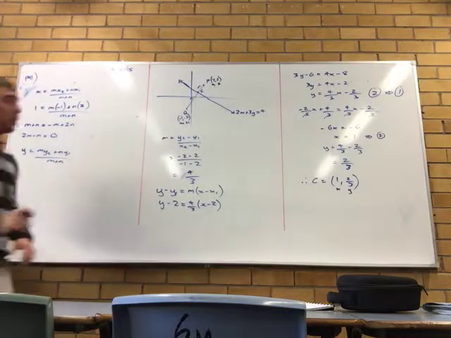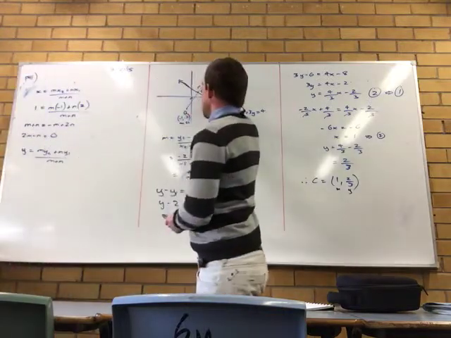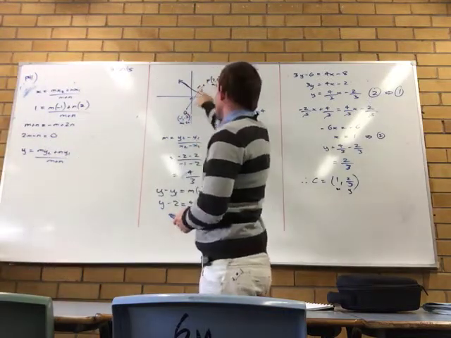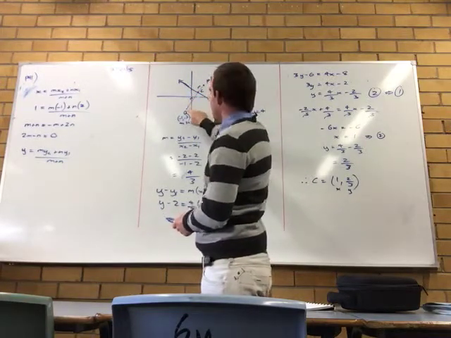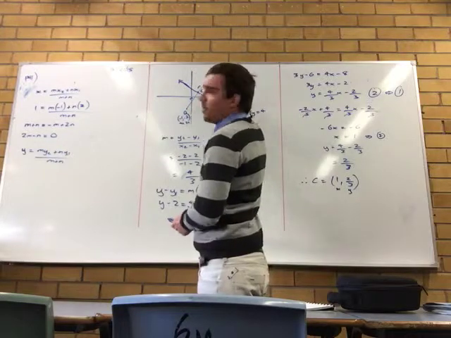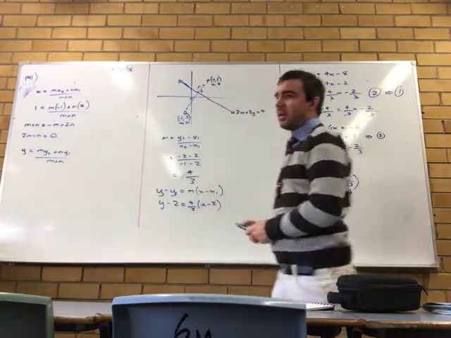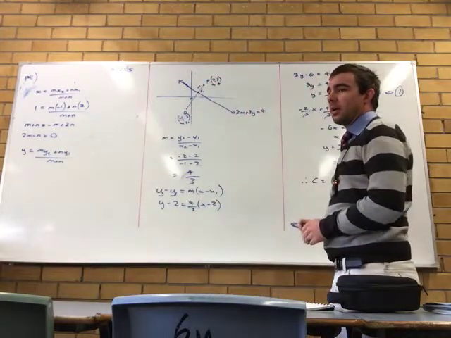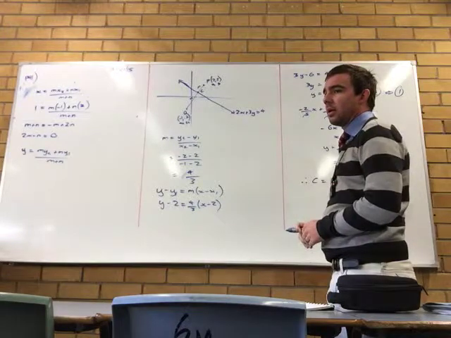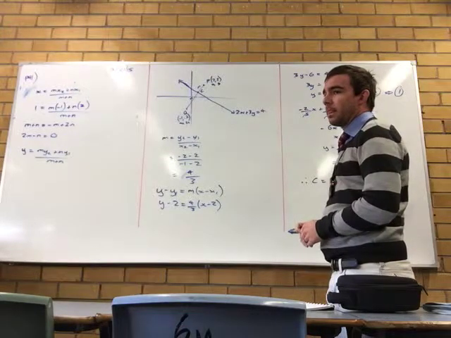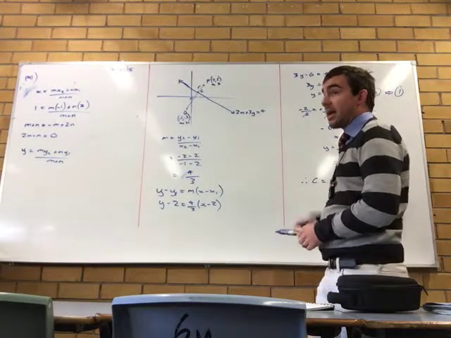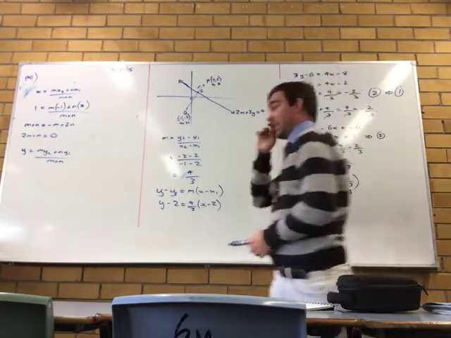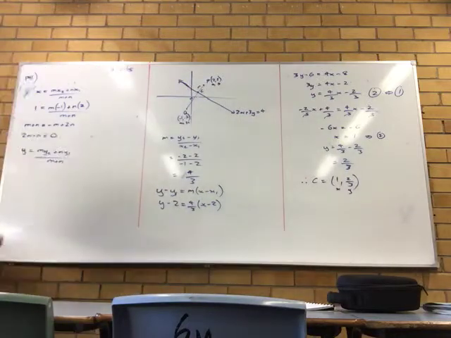Okay, and also remember the order. The question said the ratio of PC to CQ, so that's why I made that M. So don't make this M, because then you'll be going the ratio QC to CP. Because we've got the ratio in the specific order, that's what you need to be mindful of.